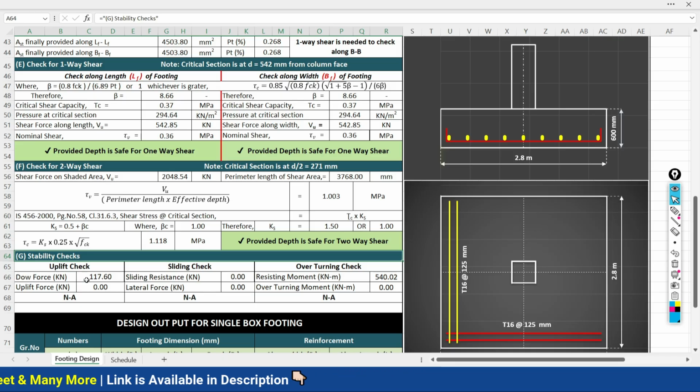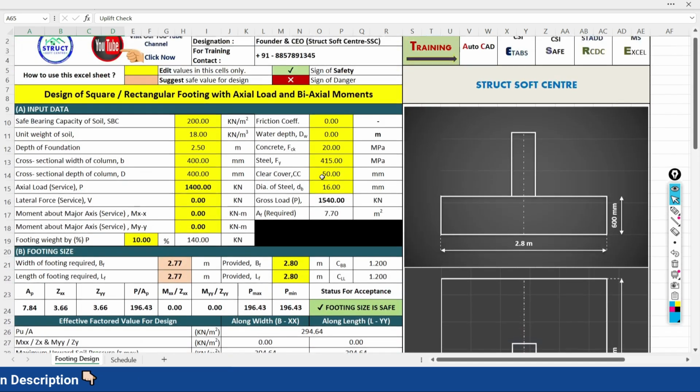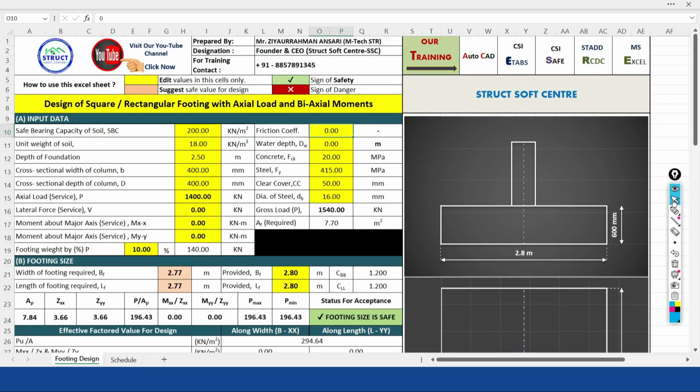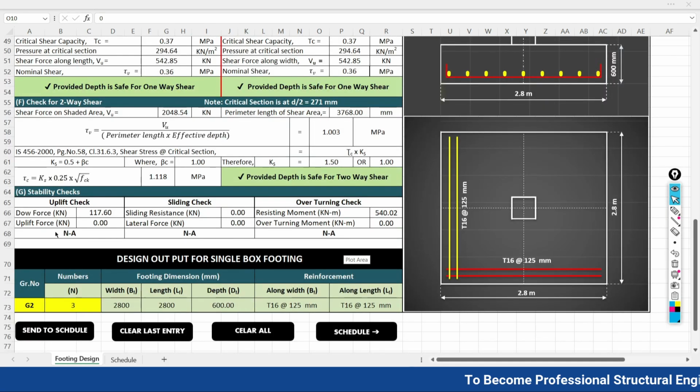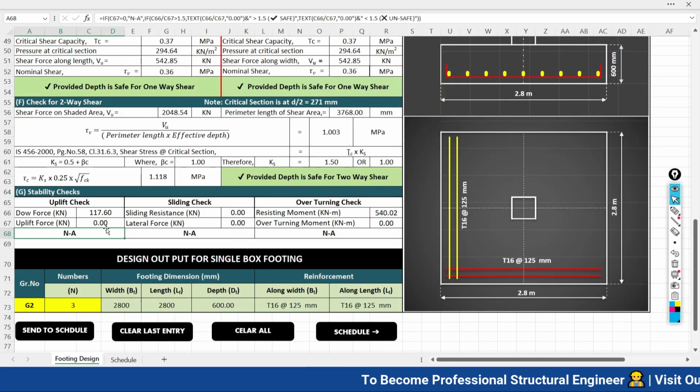and overturning check. Your uplift check is applicable when your water table is close to your foundation, but in our problem statement no water level is given. It means there is no need to perform the uplift check. That's why the sheet is saying not applicable.